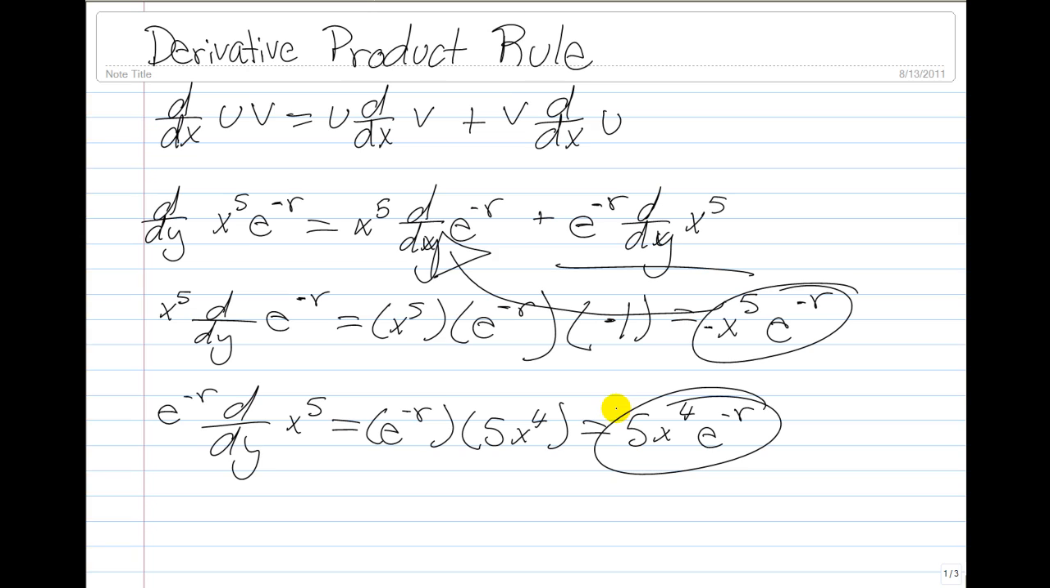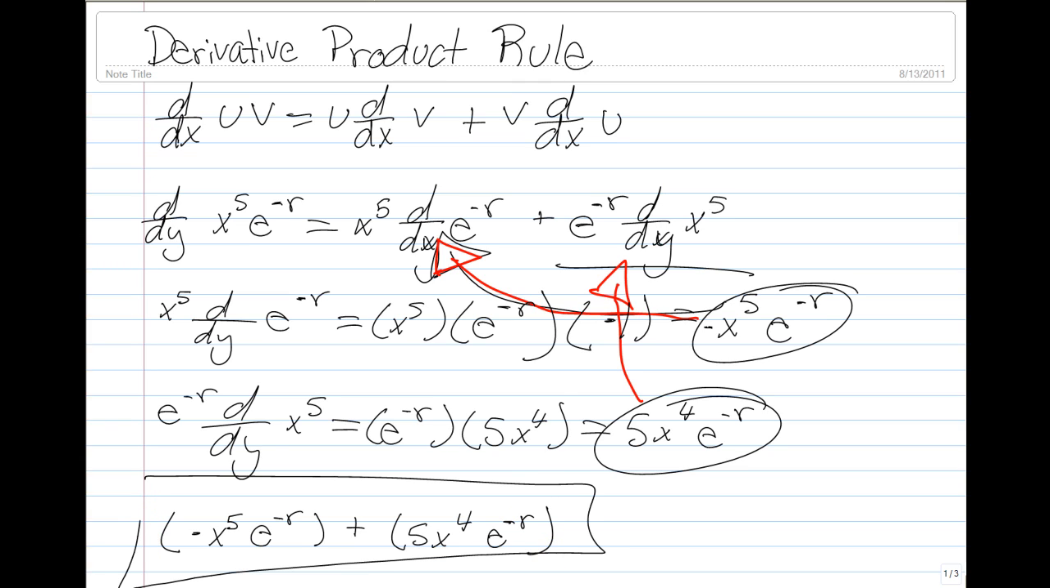So now, since we have the derivatives of both parts of the equation, we can replace them, this into that, this into that, and this into that. So what we get is negative x to the power of 5 times e to the power of negative x plus 5x to the power of 4 times e to the power of negative x. And that's our final answer.